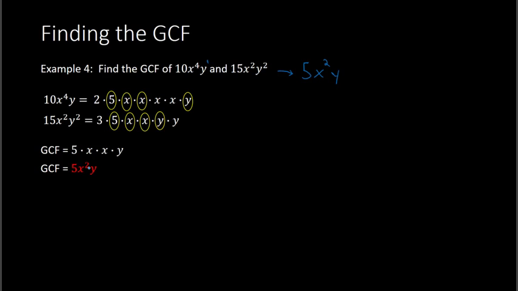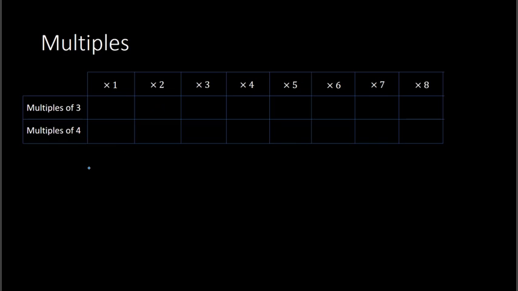Now lastly, we're going to deal with least common multiples. So we need to understand what a multiple means before we can find the least common multiple. So here we see a table, and we're going to find the multiples of 3 and the multiples of 4. So multiples of 3 means that I'm going to multiply 3 by the natural numbers. So 3 times 1, 3 times 2, 3 times 3, etc.